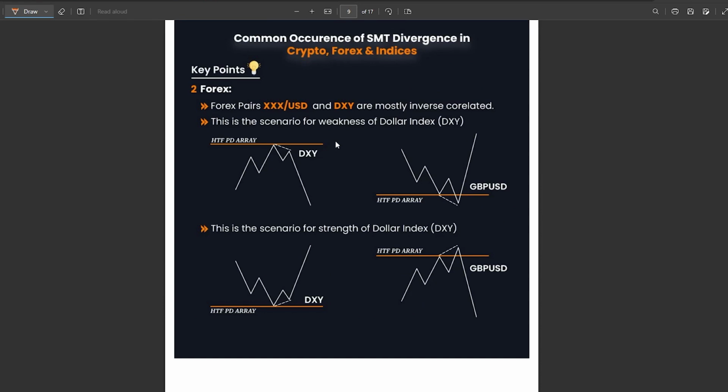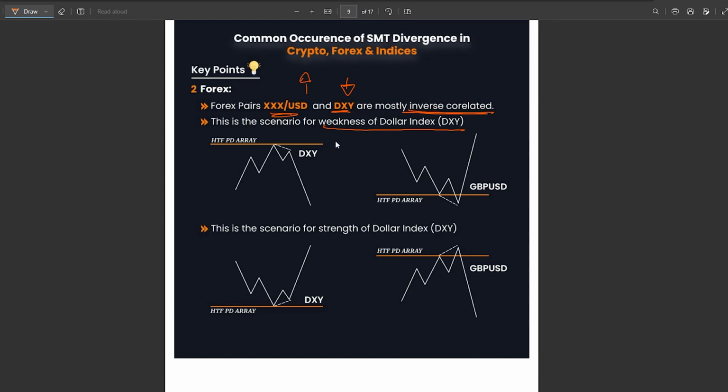Now let's move on to the scenario in which Forex pairs are inversely correlated and see SMT divergences. What do inverse correlated SMT divergences mean? That if one pair goes up, the second pair or the correlated pair goes down, and this type of SMT divergence is usually seen when we compare pairs such as Euro USD with pairs such as DXY. So let's look at an example of weakness for the dollar index or DXY.